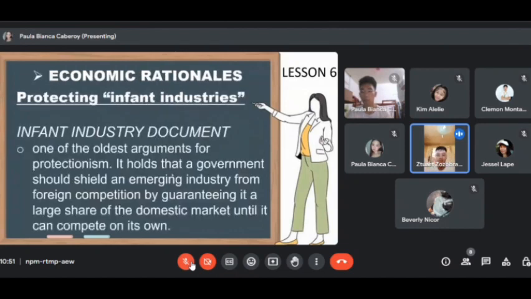Protecting infant industries is one of the oldest arguments for protectionism. It holds that a government should shield an emerging industry from foreign competition by guaranteeing it a large share of the domestic market until it can compete on its own. Many developing countries use this argument to justify their protectionist policies, especially if entry barriers are high and foreign competition is formidable.